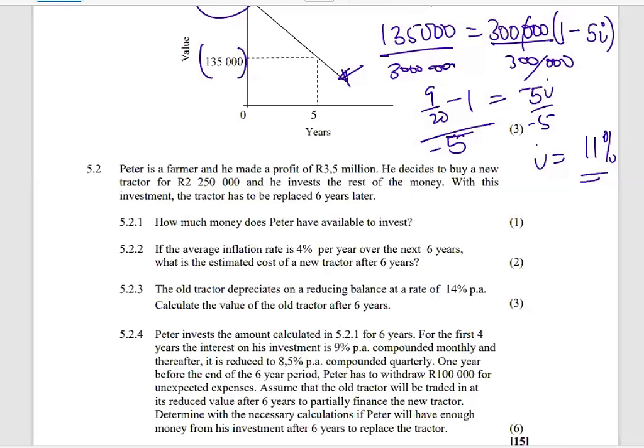All right, so with 5.2, they're telling us that Peter is a farmer and he made a profit of 3.5 million. He decides to buy a new tractor for this much, and then he invests the rest of the money. With this investment, the tractor has to be replaced within 6 years. So the question is, how much, okay, how much does Peter have available to invest?